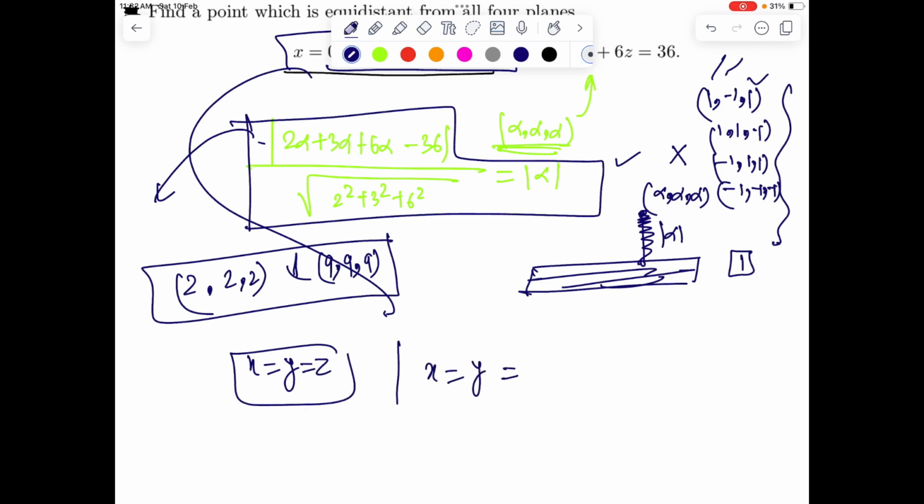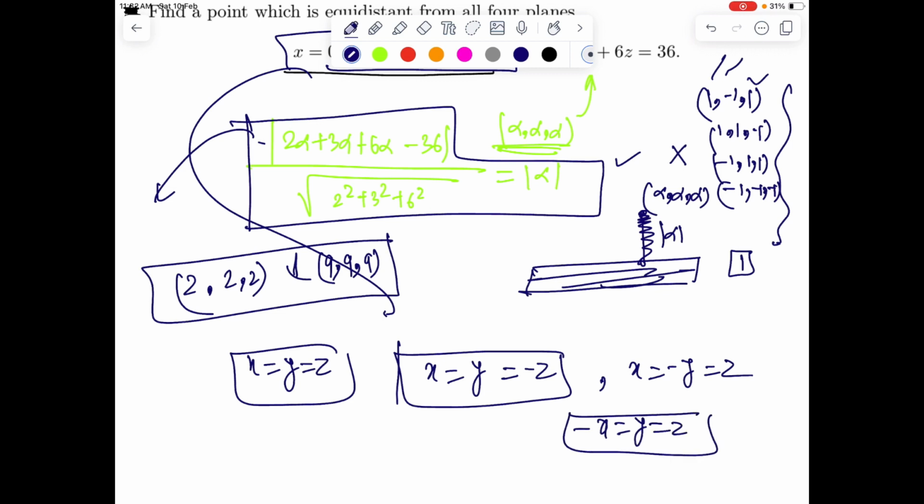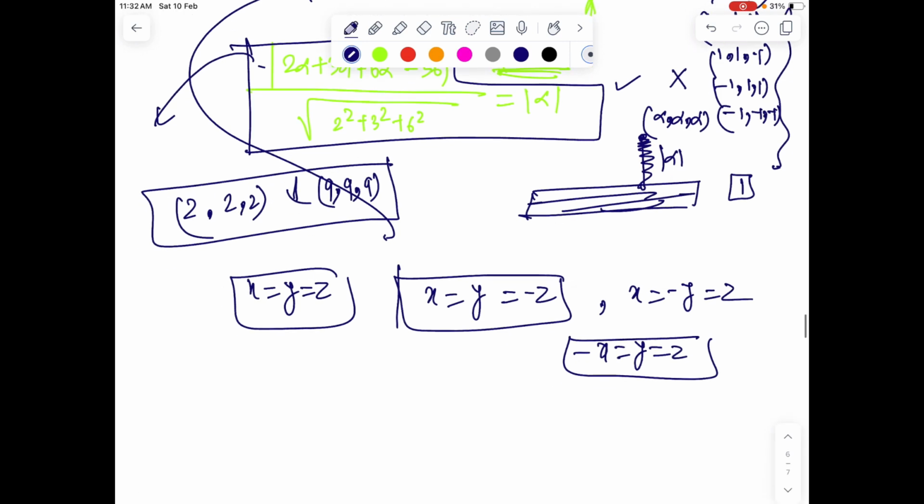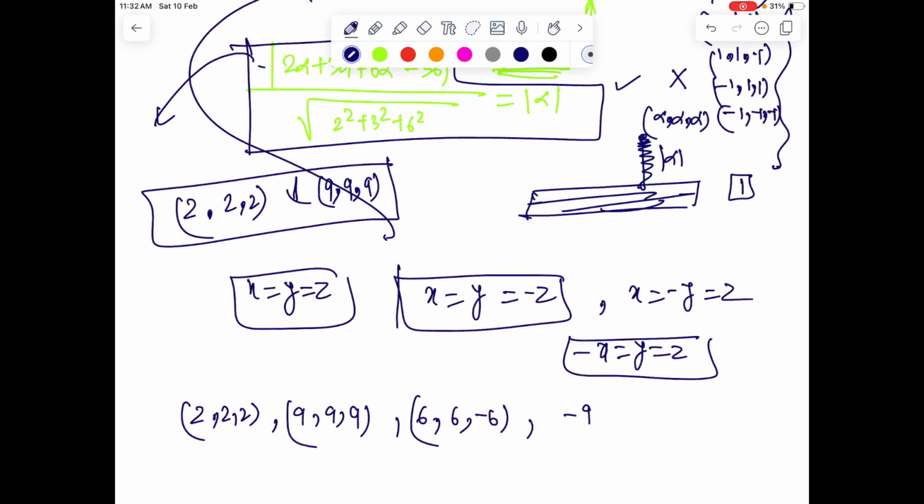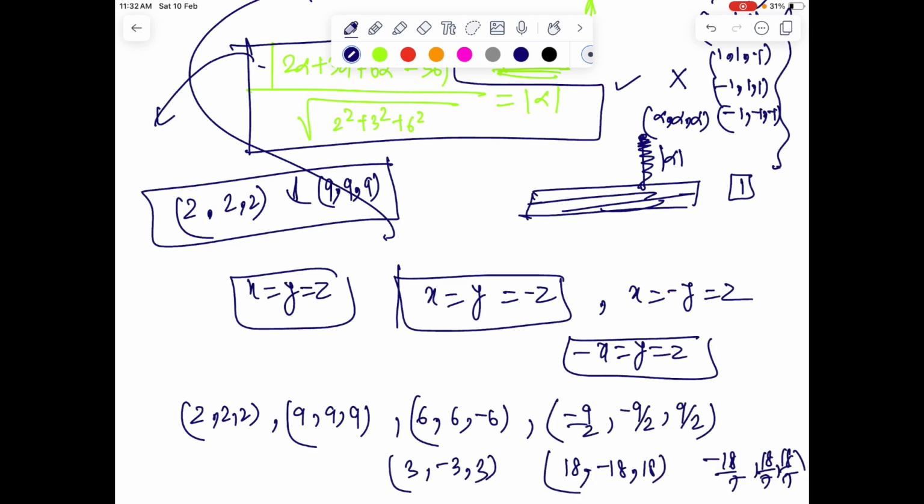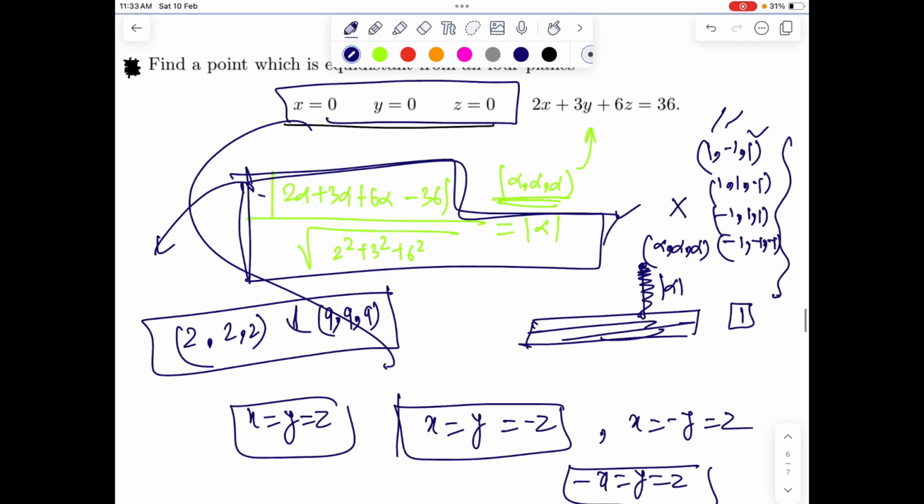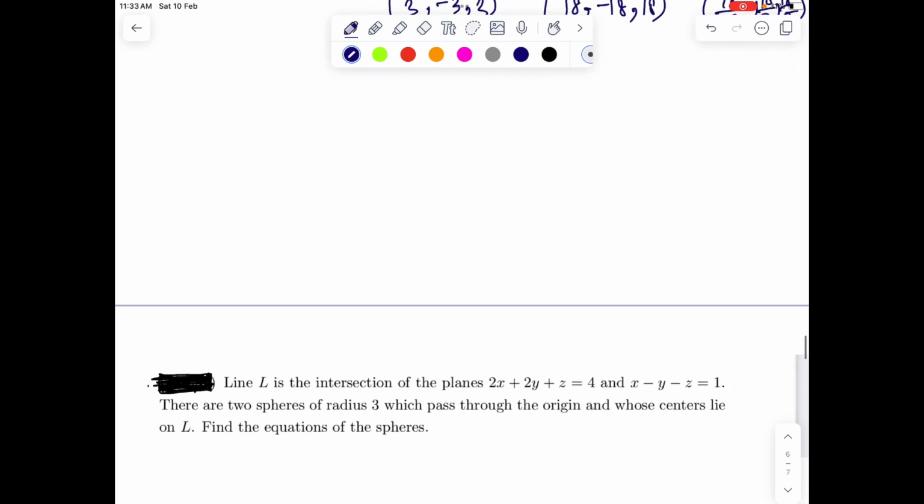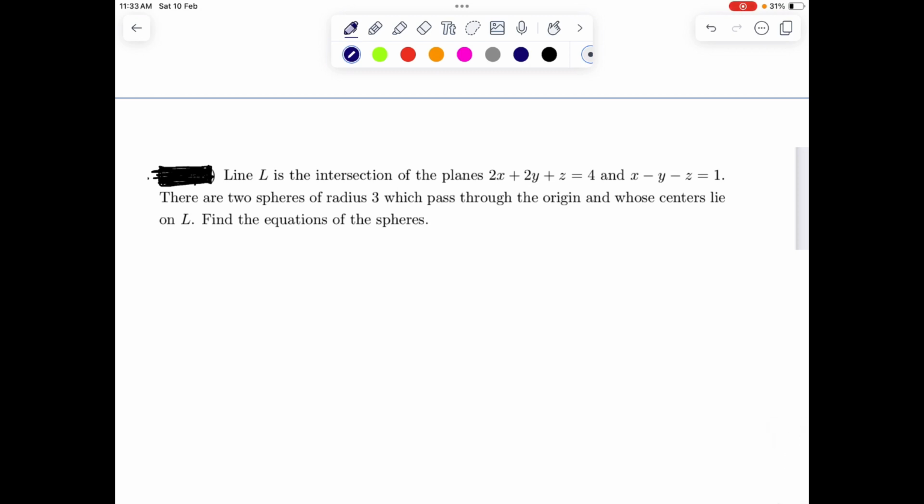So for the points which have the same distance from these three planes, not only do we have to consider x equals y equals z, but also we need to separately consider x equals y equals minus z, or x equals minus y equals z, or minus x equals y equals z. Each of these lines contains two solutions of points in a similar manner. And if we do all the calculations, the number of solutions that we'll get is 7 solutions, which is 2, 2, 2, 18, minus 18, 18 and minus 18 by 7, 18 by 7, 18 by 7. This you can cross check just by solving this repeatedly for this situation.